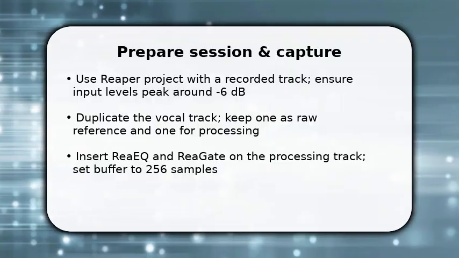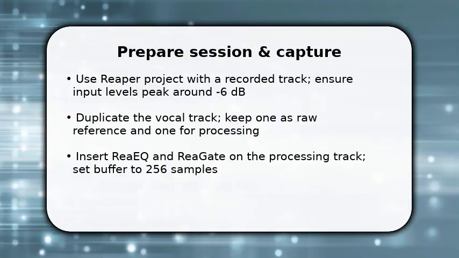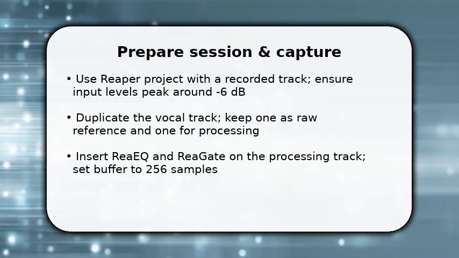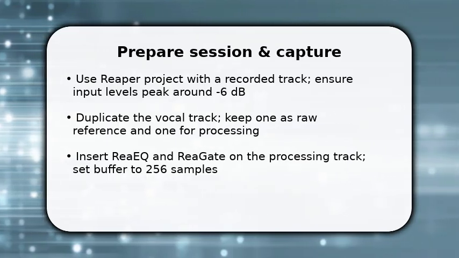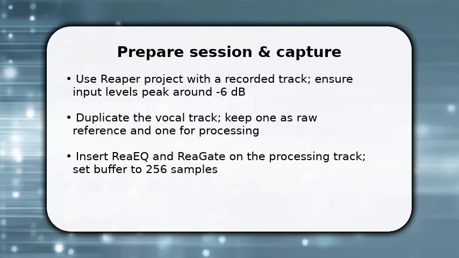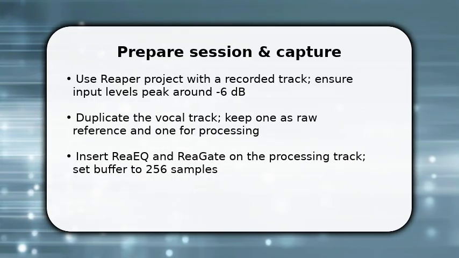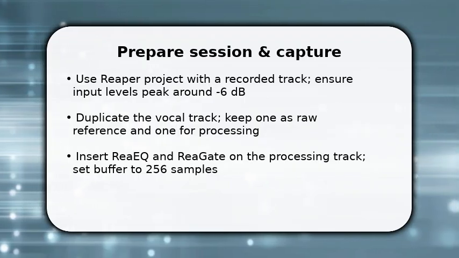You're ready to start removing background noise. First, duplicate the recorded track so you keep an untouched reference. You want input peaks near -6 dB so processing has headroom. Insert RIA EQ followed by RIA gate on the duplicated track. This order lets you remove broadband hum before gating.